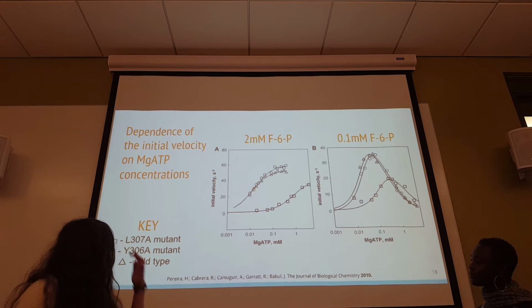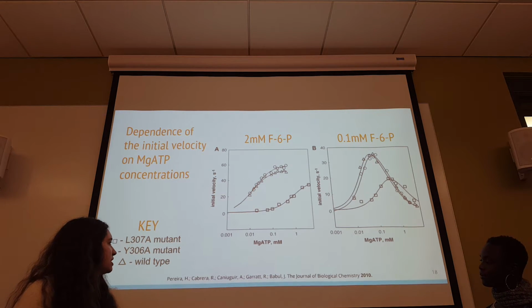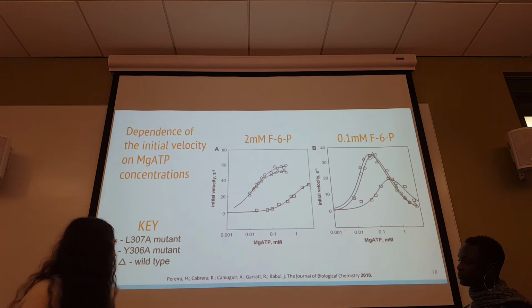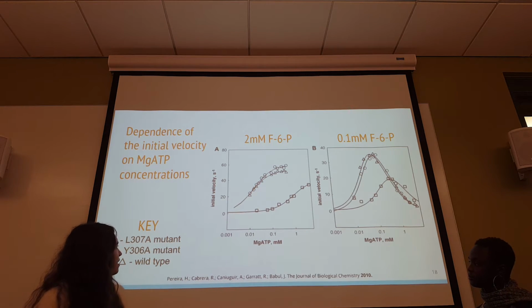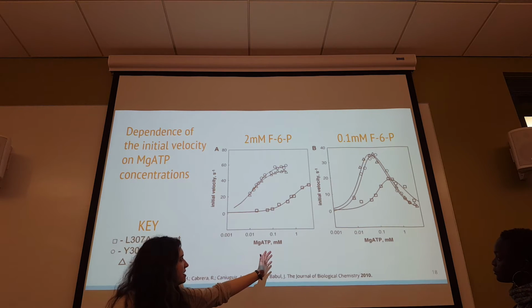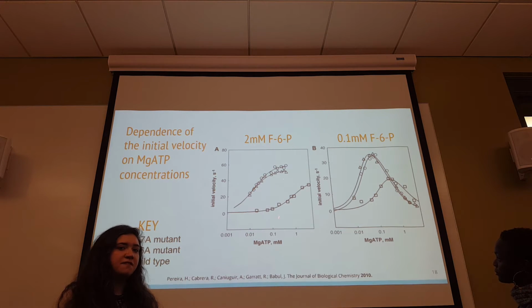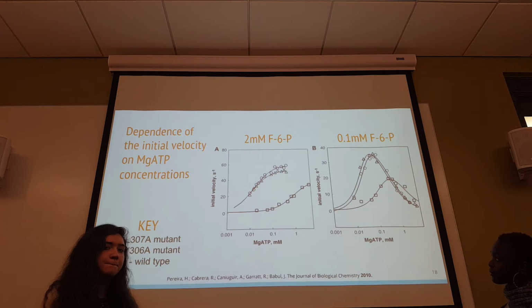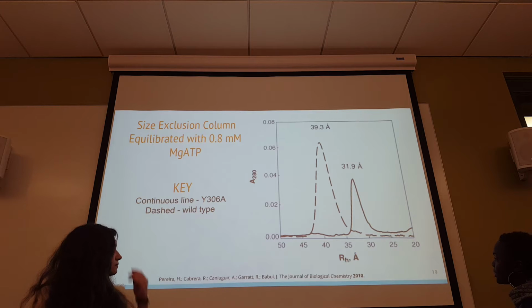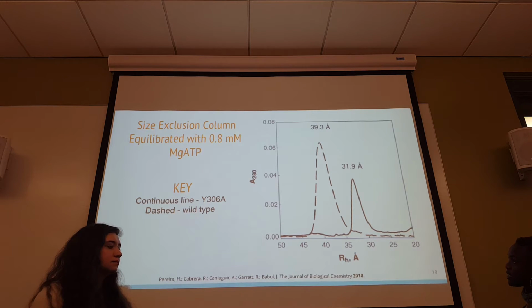This diagram here shows the dependence of the initial velocity on the MgATP concentrations. It shows 2 different concentrations of fructose 6-phosphate, and it shows both mutants as well as the wild type. As you can see for the L307 mutant, the peak activity is at much higher concentrations of the substrate, and this is due to a pseudo-affinity that this mutant had. From these graphs, we can see that the C-terminal deletion mutations were not able to form tetramers in the presence of ATP. Here we have an image that was created from the size exclusion column.